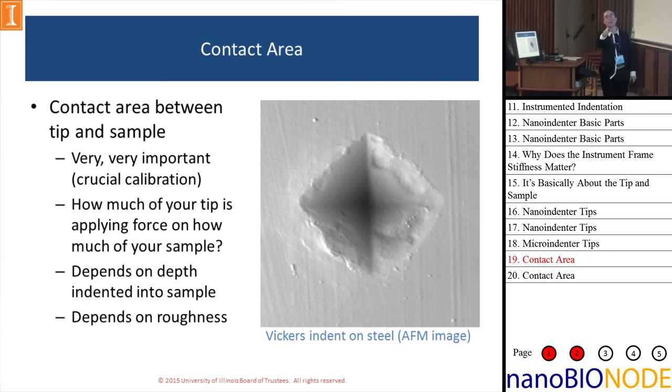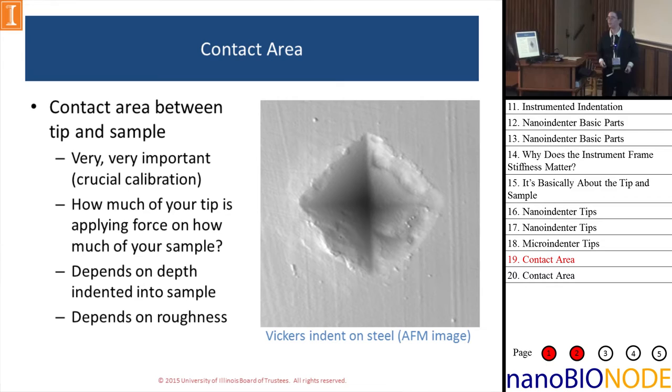Now, I'm not talking about this outside sort of perimeter. I'm talking about the physical area. How much of your tip that's buried into the sample is actually touching the sample? And so, of course, unless you have a perfectly, say, cylindrical stick, if you have a pyramid that's going into your sample, the deeper you go, the more of your tip is going to touch more of your sample.